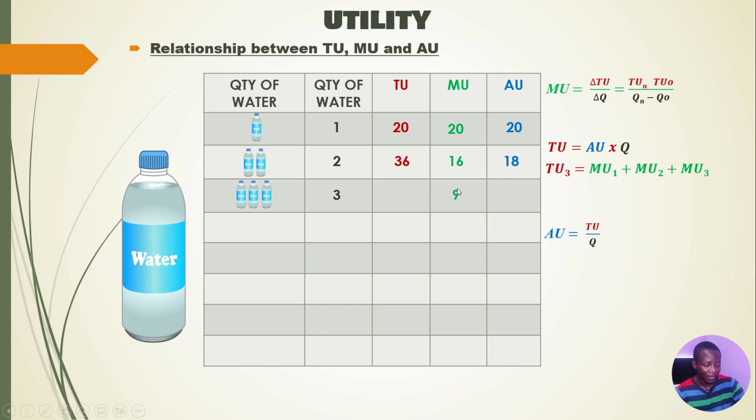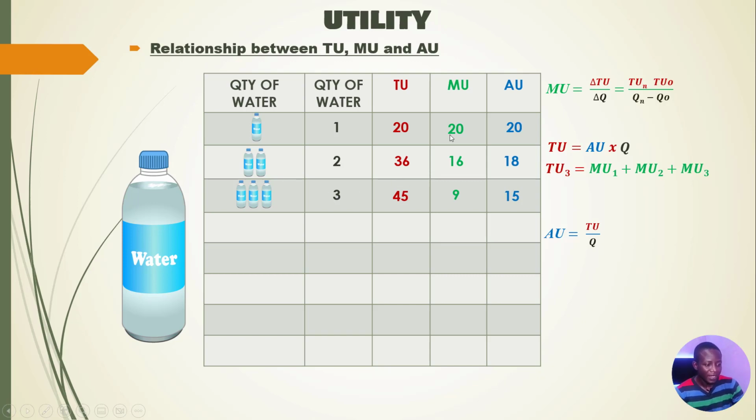So you sum everything and then you get 45. So from the formula, the total utility from the third bottle of water can be given as the marginal utility from the first bottle plus the marginal utility from the second bottle plus the marginal utility from the third bottle. That should give you the total utility for the third bottle of water consumed. Then our average utility, as usual, becomes the total utility, which in this case is 45, divided by 3, and that gives us 15.